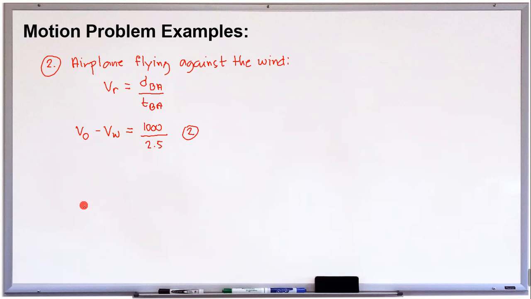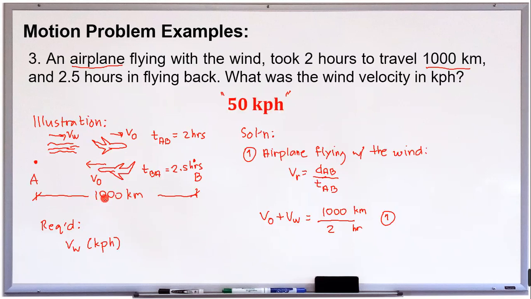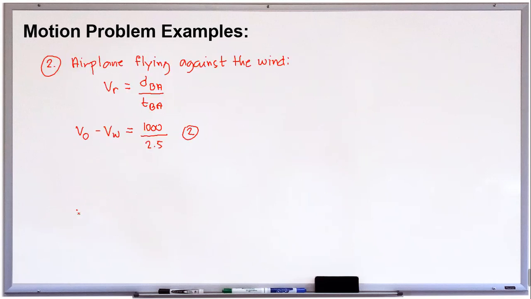So if we're going to list the two equations on this slide, again for equation 1, that is vo plus vw, that is equal to 1000 over 2. So first equation, then we have vo minus vw, that is equal to 1000 over 2.5. Okay, this is our second equation.